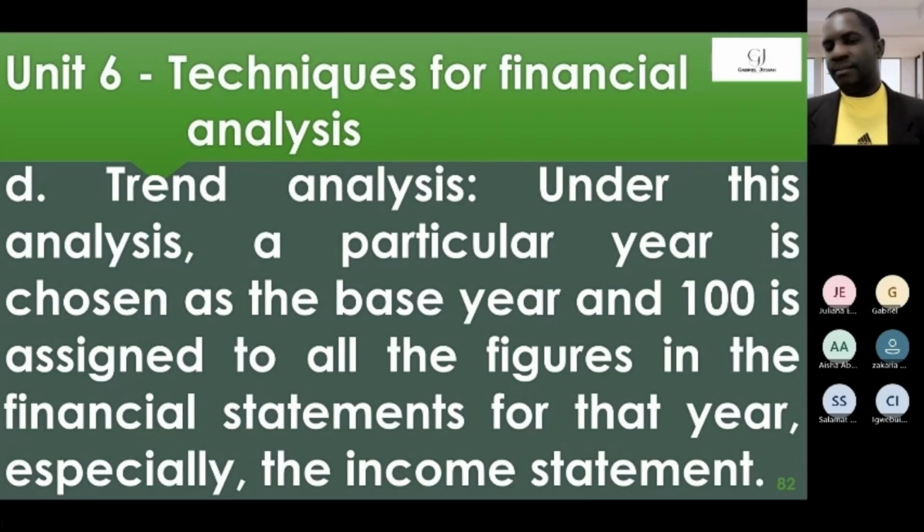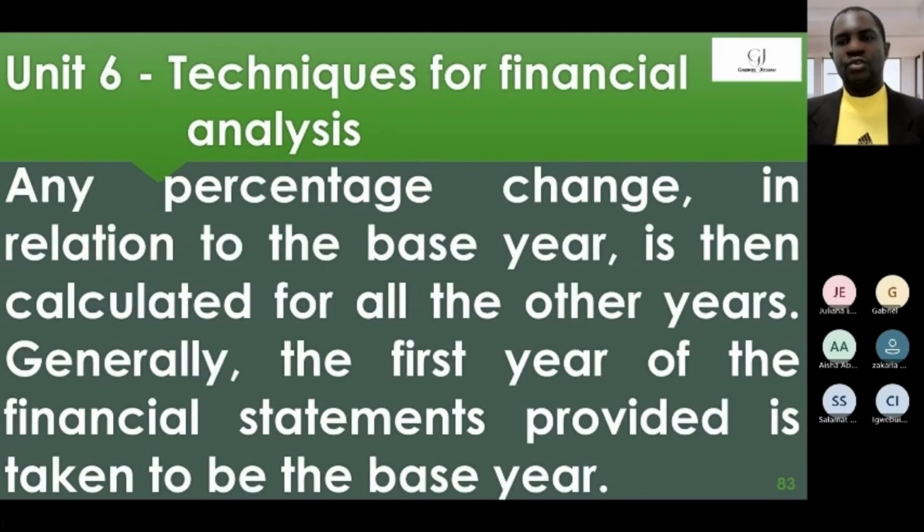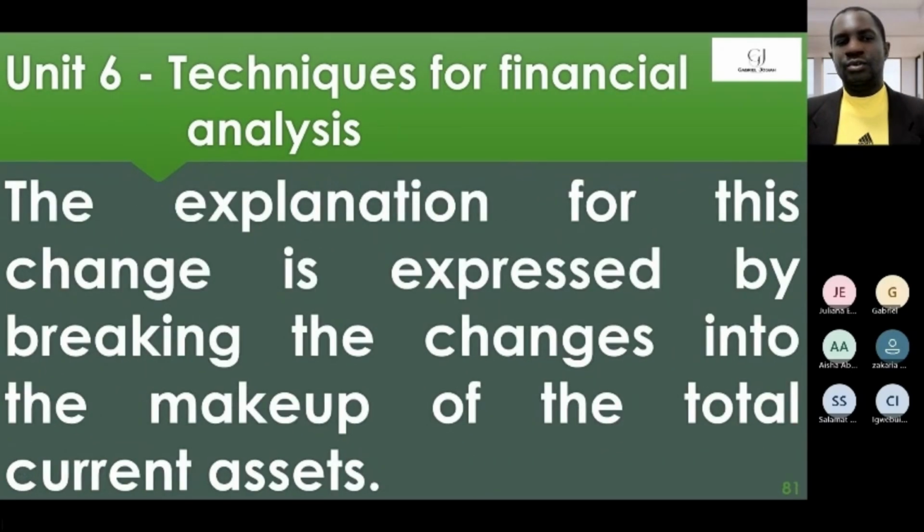And this analysis is very important to explain in words the calculations and the trajectory the business is going through. So any percentage change in relation to the base year is then calculated for the other years. Generally, the first year of the financial statement provided is taken to be the base year. Like I said, 2021 became 100%. Then in 2022, if they dropped by 10%, that means they did 90%. 2023, if they dropped by another 10%, they did 80%. So that's how you do trend analysis.